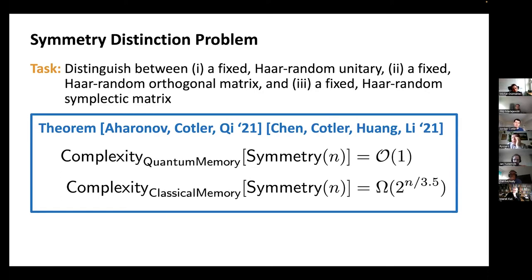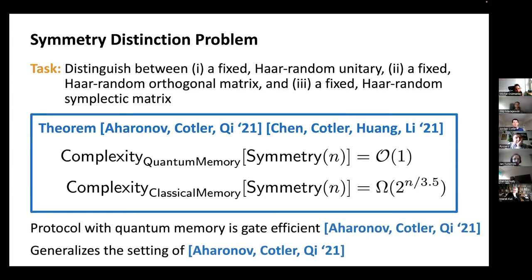So this is an example for which in a conventional experiment, in which you can make only these adaptive measurements that decohere the system, it requires exponentially many measurements. This is the way that we currently do experiments in the real world. It requires exponentially many measurements to determine the symmetry class. But if you have a quantum computer, you can actually do it extremely efficiently. Now the protocol with the quantum memory is actually also gate efficient, so you can do it in practice.